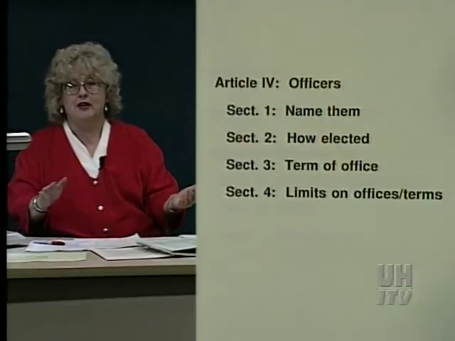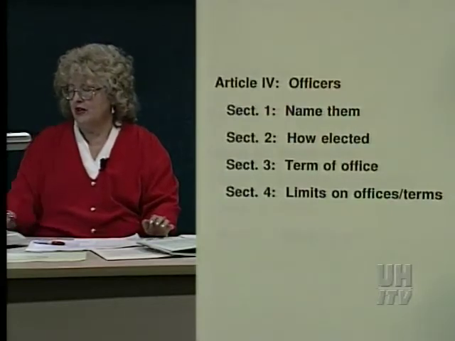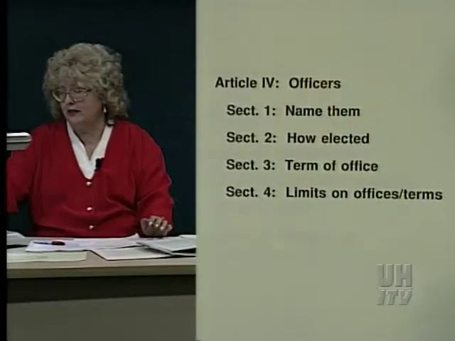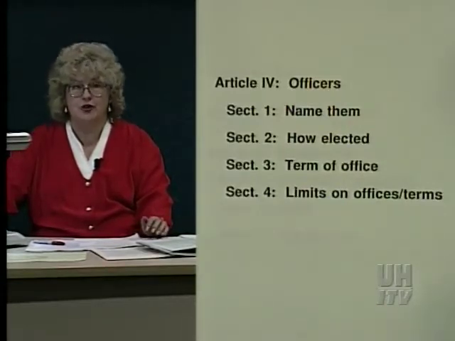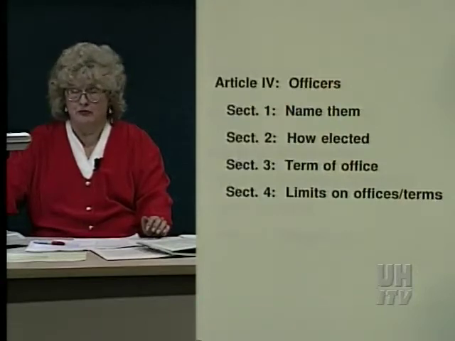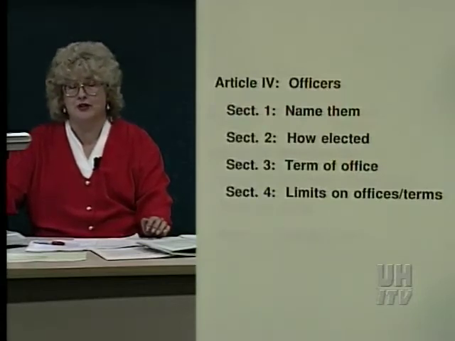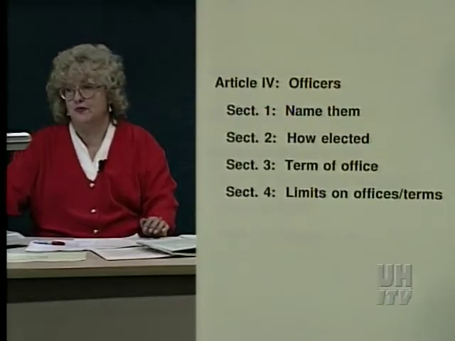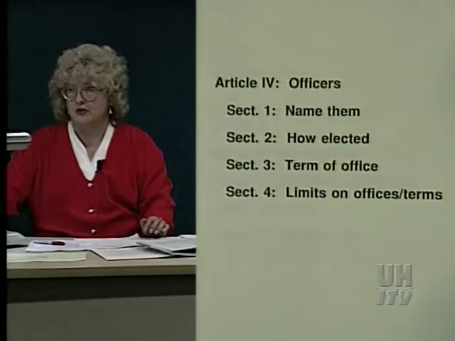But then the nominating committee is charged with presenting the slate of officers. So Article 4 is going to tell you who the officers are, how they get elected, their term of office. Will they serve 1 year, 2 years, 3 years? Can they be reelected? How many times can they be reelected? Some groups say no more than 3 consecutive terms of 2 years each. Some will say 2 terms of 3 years each. For some, it's 1 year and that's it, folks.